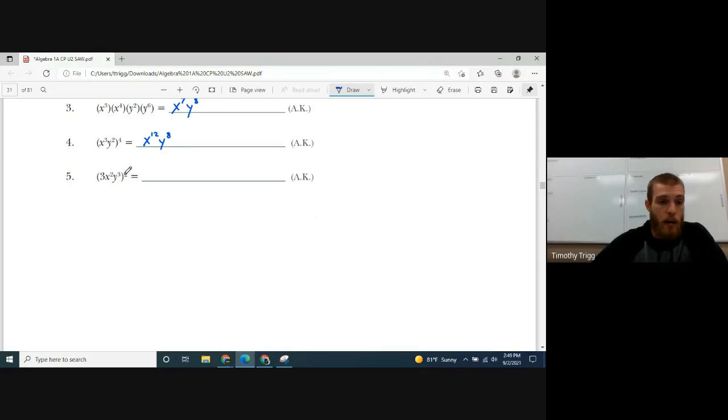Similarly, this squared out here is going to go to the 3 and to the x squared and to the y to the third. So first, 3 squared, that means 3 times 3. So that's 9. And then x squared to the power of 2. Power to a power, we multiply those. So that's x to the fourth. Y to the third squared. So power to a power, multiply those powers. Y to the sixth. Okay.